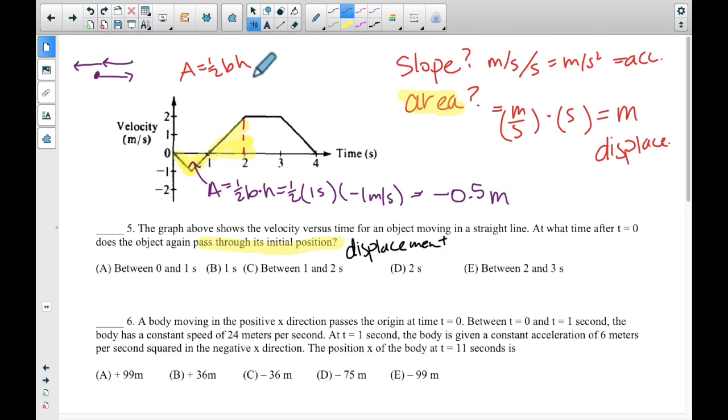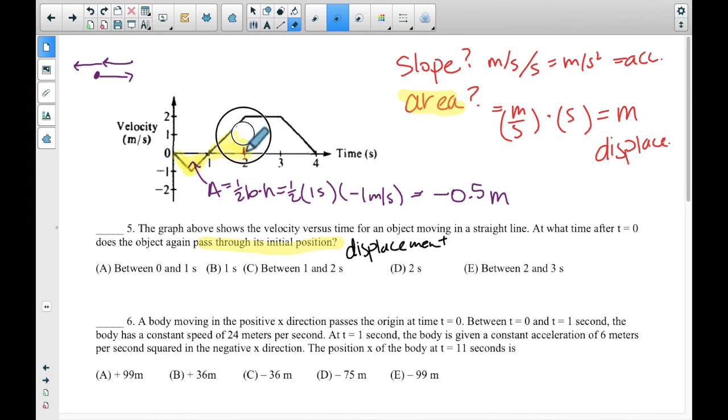but if I took the area of this, I would get 1/2 base 1 second, height 2 meters per second. My seconds and my seconds cancel. 1 times 2 is 2. Half of that is 1 meter. I'm trying to get to 0.5. I've got too much. I need to erase more, but I just drew my line at the 2.